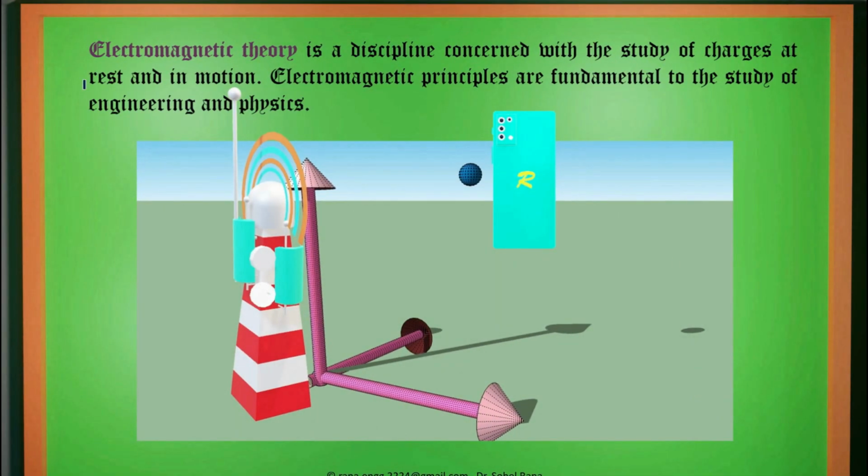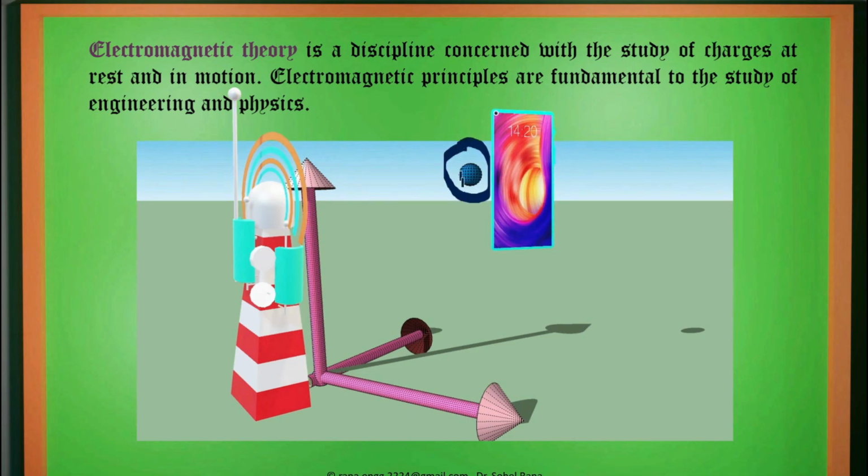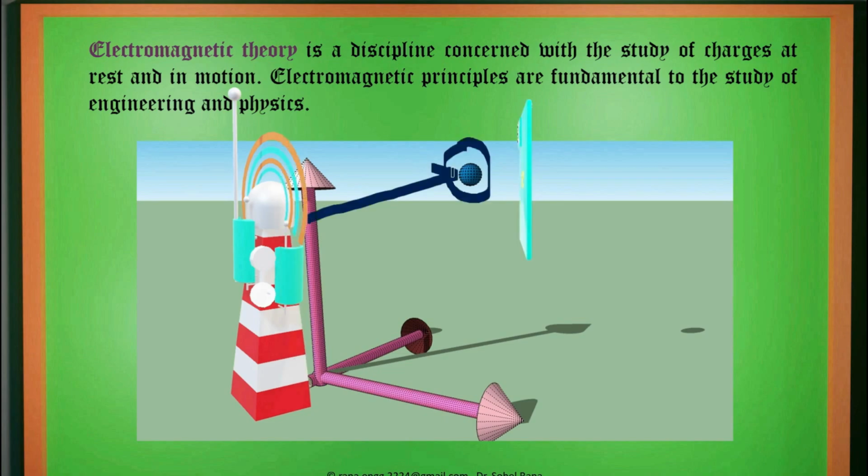So what is, in general, the electromagnetic theory? Electromagnetic theory is a discipline of physics and engineering where we have to study the charges at rest and in motion. So suppose this is the source, this may be the antenna, and it may be applying some force, and this particular ball is representing a single small charge. So first we'll understand the effect on a static charge that is not moving. It will come under electrostatics.